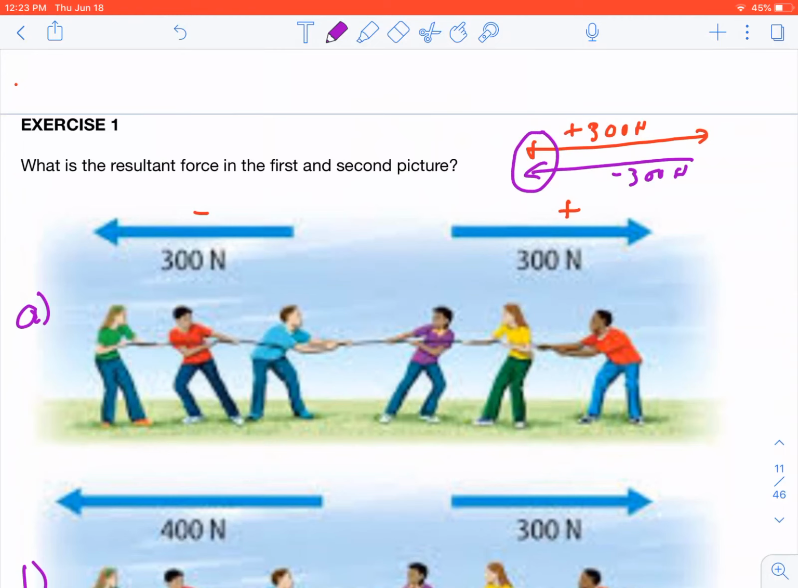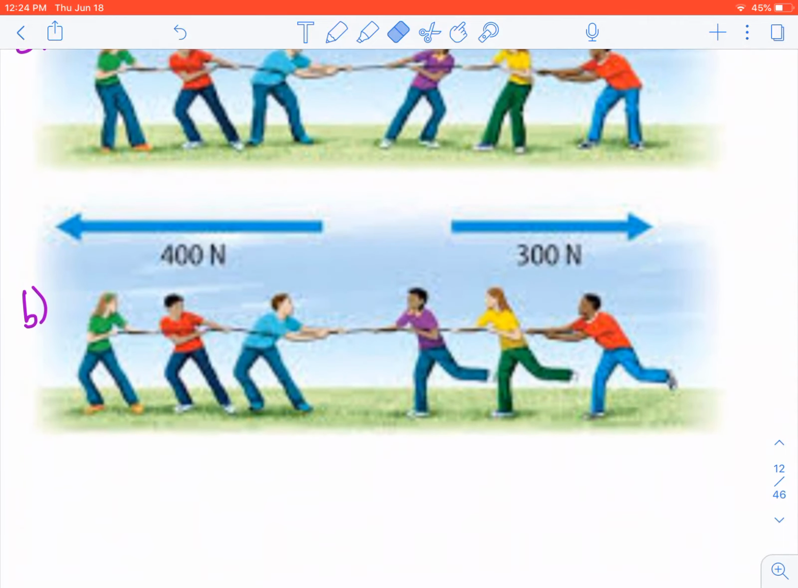And algebraically, we could say the resultant is equal to 300 newtons in the plus direction plus 300 in the minus direction, so that it gives us 0 newtons. Right, let's look at the next one.